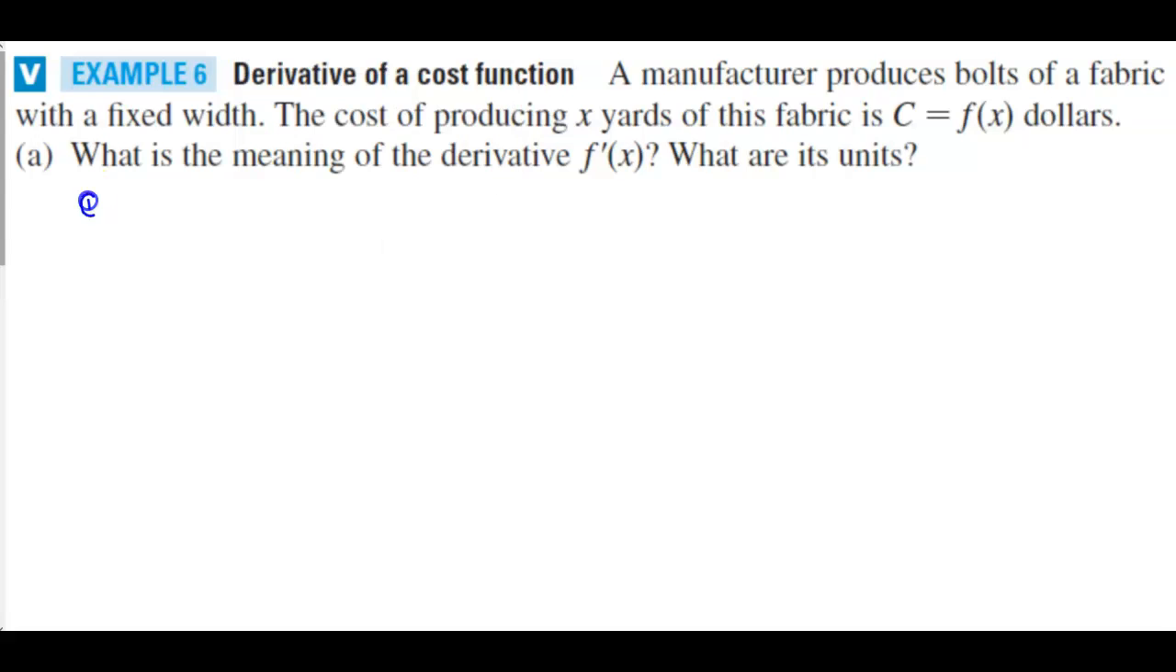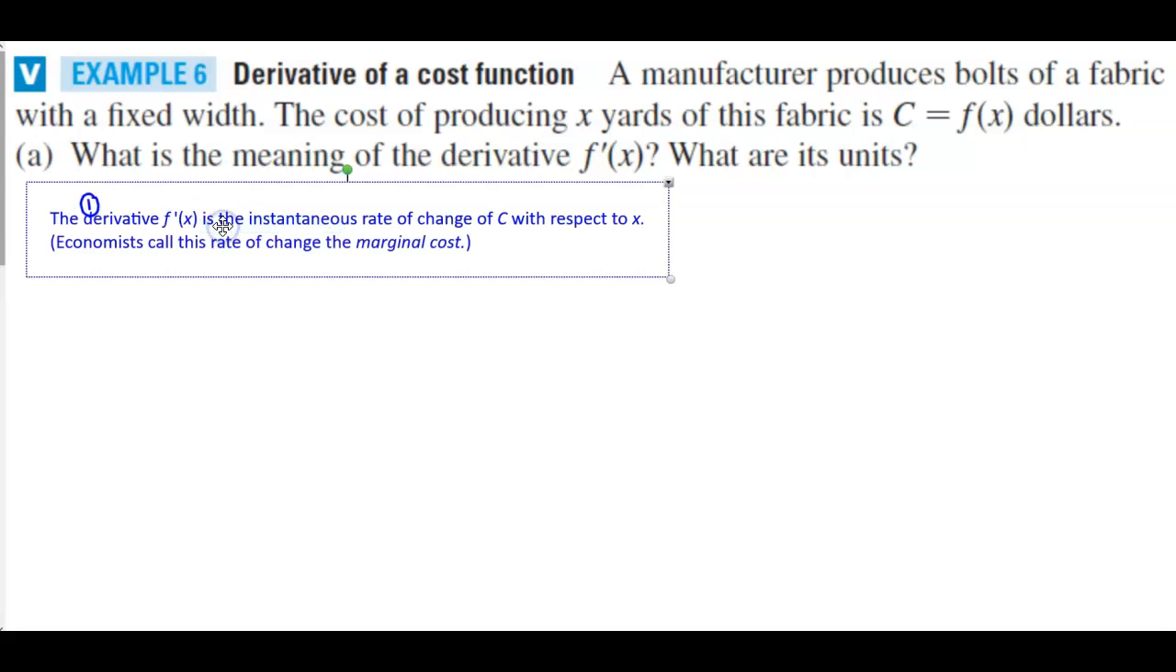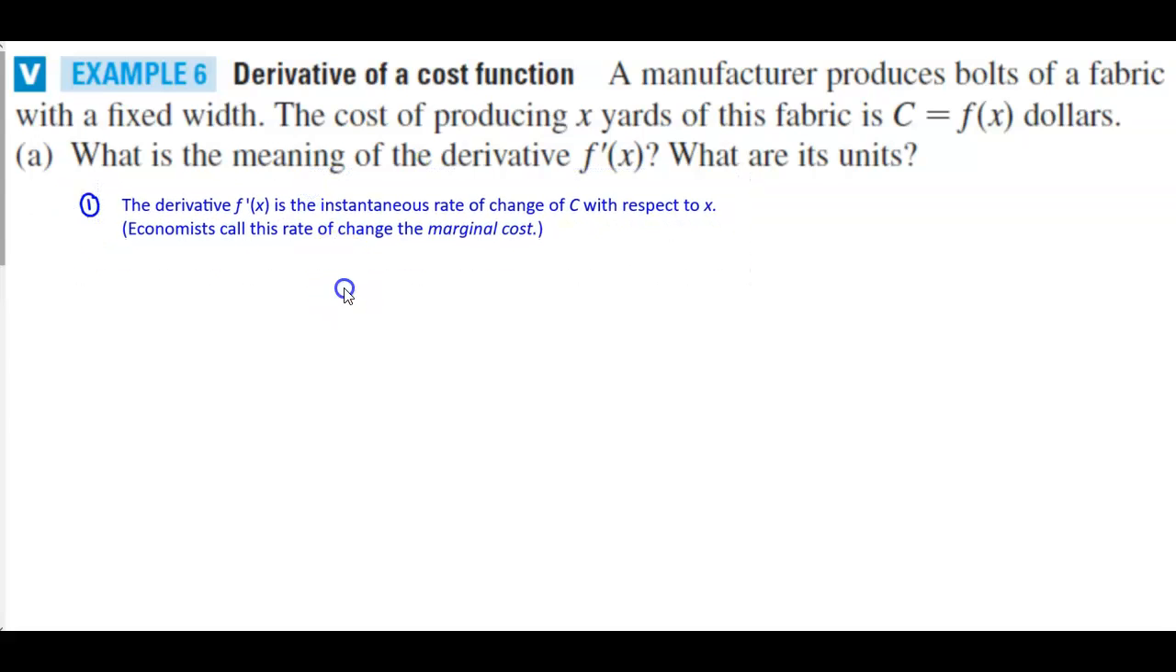So what is the derivative F prime of X? Well, the derivative F prime of X is the instantaneous rate of change of C with respect to X. Economists call this rate of change the marginal cost. And so therefore, F prime of X is equal to the limit as the change in X approaches 0 of the change in cost divided by the change in X.